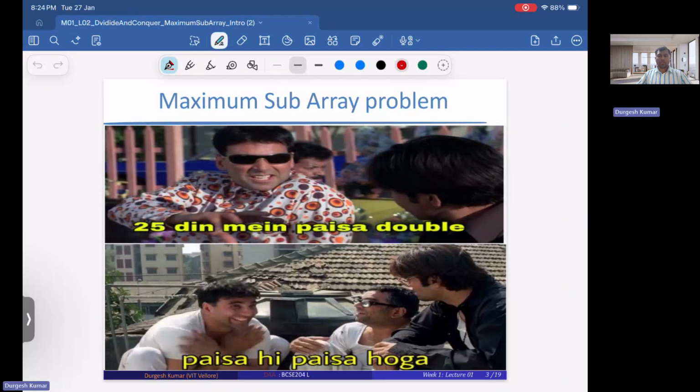So everybody wants to maximize their profit in the share market. So this is the famous meme from the Bollywood movie. Can you name the Bollywood movie? And this is the famous meme material, like in 25 days your money will be doubled. So these three characters are expecting that after a certain number of days they will have lots and lots of money.